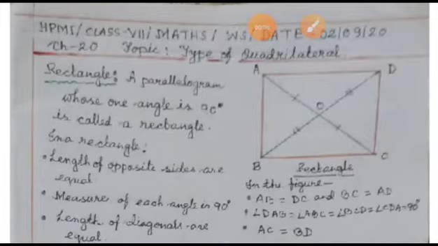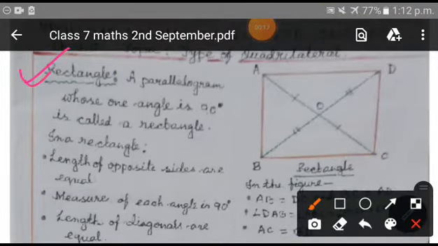Students, in the last class we have studied a few types of quadrilaterals, that is trapezium, parallelogram and rhombus. Today we are going to study a few more types of quadrilaterals. First one is rectangle. What is rectangle? A parallelogram whose one angle is 90 degrees is called a rectangle.